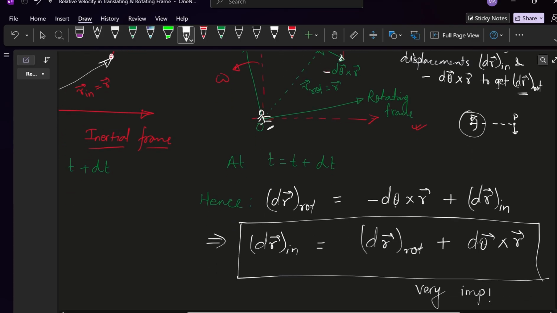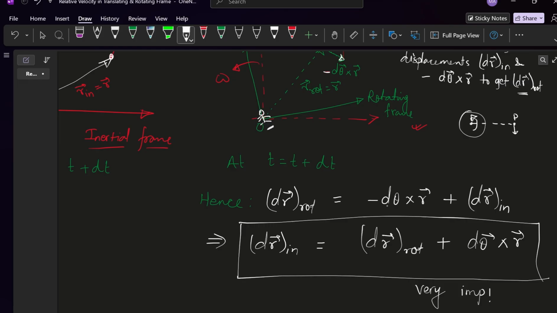dr rotating is equal to minus d theta cross r plus dr inertial. That is very, very important to understand. Once you have got the feeling of this, rest everything is mathematics. Nothing much will be there. Let's see here. So I can say that dr inertial is equal to dr rotating plus d theta cross r.